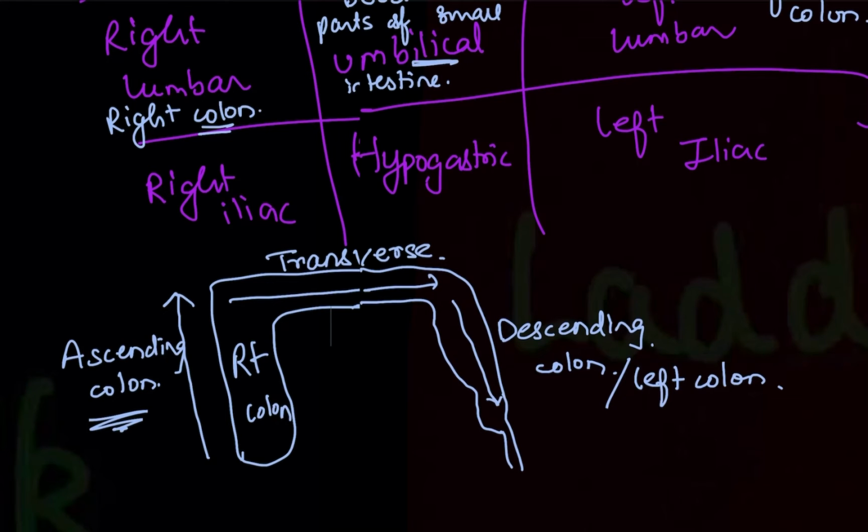In the hypogastric, you must remember urinary bladder comes. What comes? Urinary bladder. And female reproductive system also comes over here. RS is reproductive system.